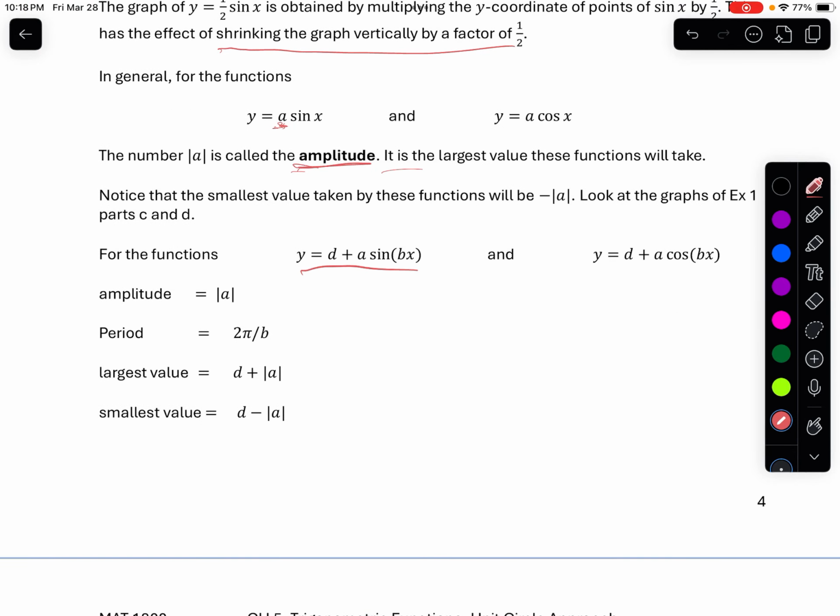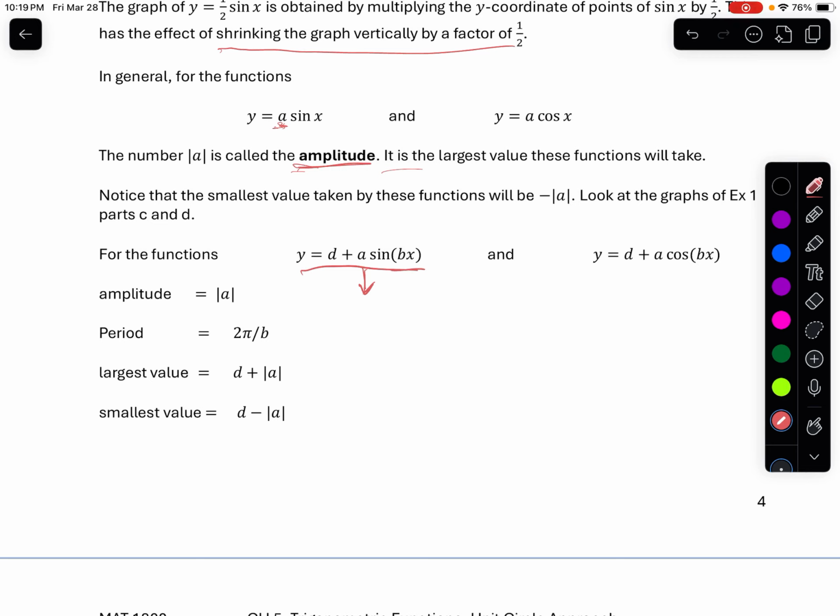You will be given a question like this to graph in the exams. So what transformations are taking place? What does this A do? A is shrinking or stretching the function. But we basically don't mention shrinking and stretching; the question asks you to give the amplitude. So the amplitude is going to be the absolute value of A.